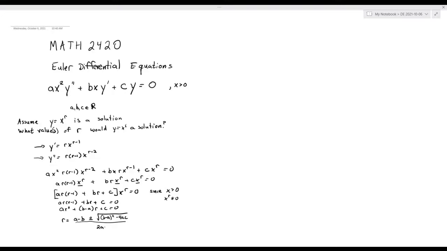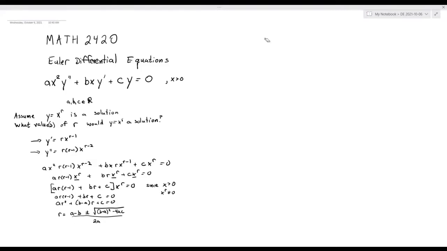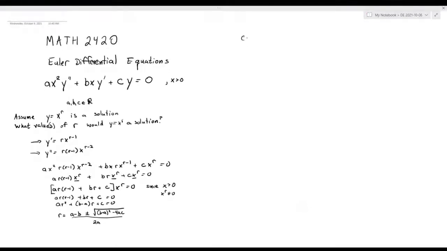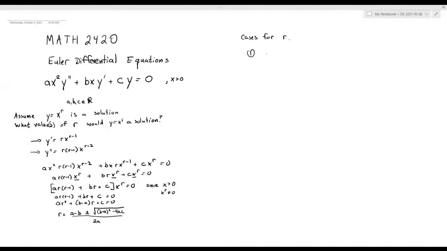Now we know that since we get a quadratic equation, there are some possibilities for the roots. So the cases for the roots. The roots could be real numbers and distinct. So real, distinct roots. The next case is that we have real roots, but they're repeated, right? So r1 equals r2. So you have repeated roots.